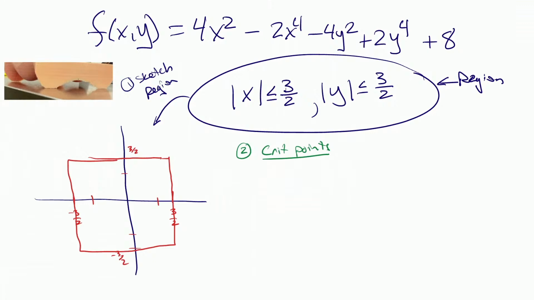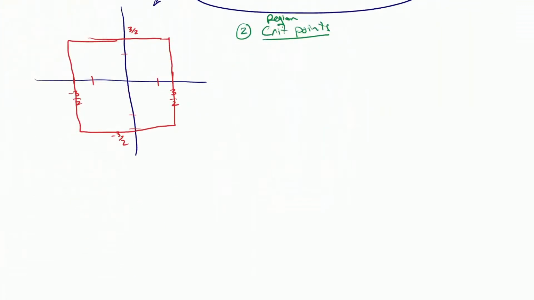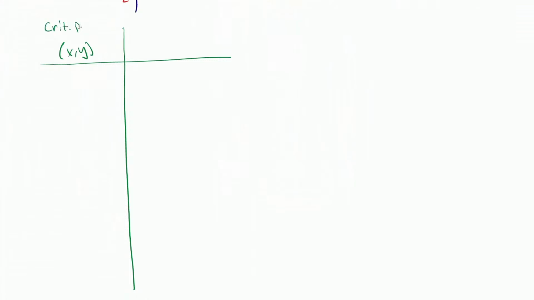So the critical points in the region. Maybe I should call them region critical points. I will make a list. This is going to be x, y, these are the critical points, and this is going to be f of x, y. I'll put that over here.